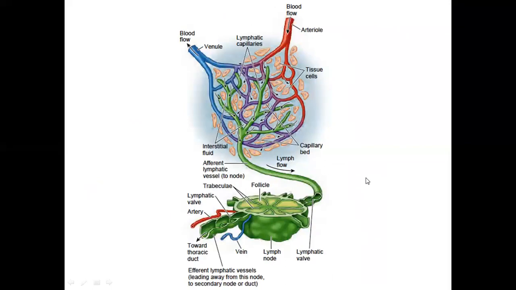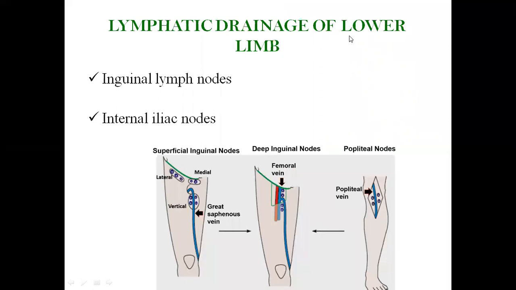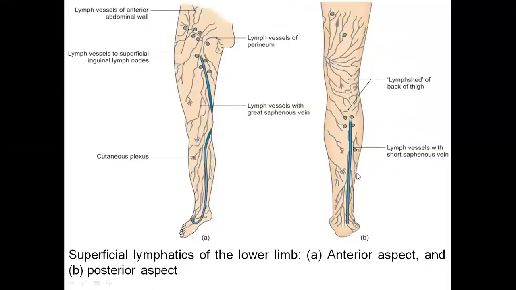We know lymph nodes are the areas which filter the lymph, killing the microorganisms. The lymph is received into the lymph nodes through afferent lymphatic vessels. Once it gets filtered, it comes out through the efferent lymphatic vessel. So for lymphatic drainage of the lower limb, we have the inguinal group of lymph nodes and the external iliac lymph nodes. So, superficial, deep, and popliteal nodes.